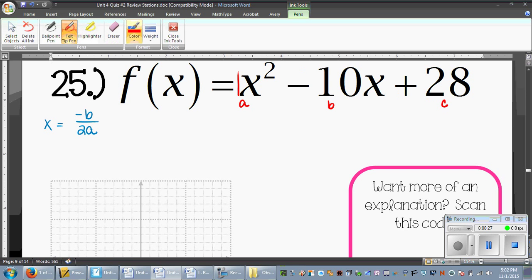And if I substitute those numbers into my formula, I have the opposite of b, which is going to be positive 10, over 2 times a, which is 1. Always multiply the denominator first. 10 divided by 2 is 5. To find the y value, I'm going to substitute 5 into the equation.